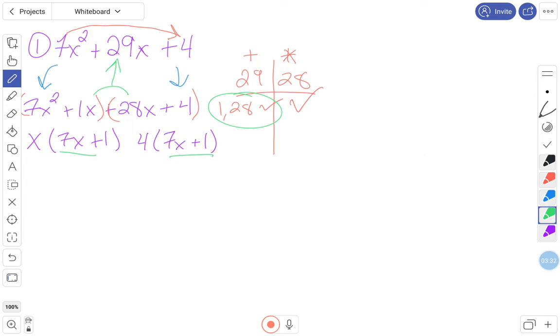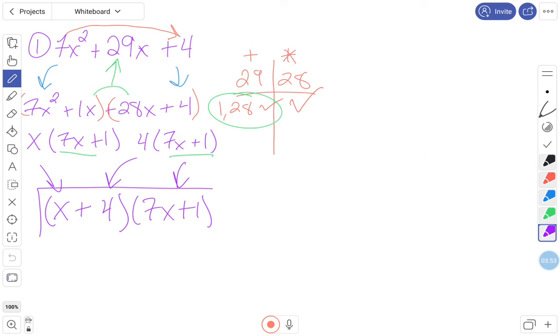And so again, like when we factored by grouping, we talked about how this is really fancy combining like terms. So I drop down the x. I drop down the 4. Since it's positive, it's going to be plus 4. That's my first set of parentheses. And then drop down the 7x plus 1. And again, you only write it the one time. And that's your final answer.